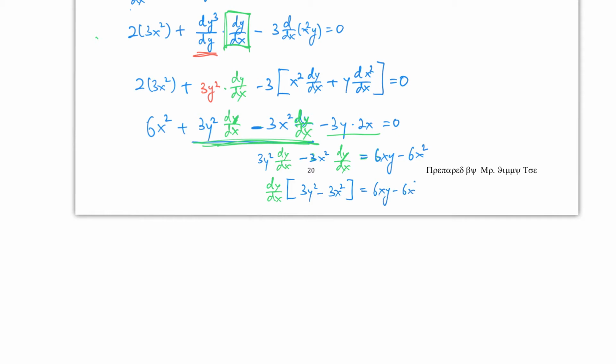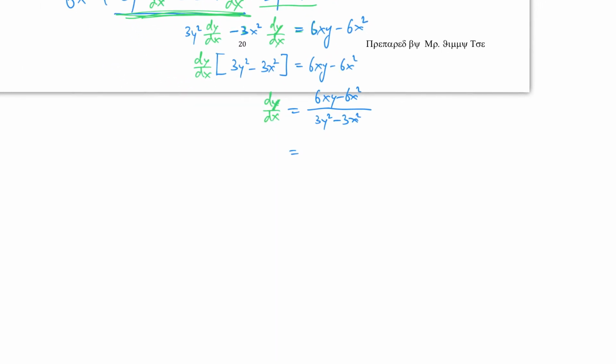So the last step, divide, because I want to keep dy over dx on the left hand side. So dy over dx is 6xy minus 6x squared over 3y squared minus 3x squared. Sometimes I will simplify it: take out 6x in the numerator, which is a common factor, remaining y minus x. How about the denominator? Take out 3, and this is y minus x times y plus x. So I can cross it out, and then do the simplification, 2x over y plus x. This is the final answer of the derivative.